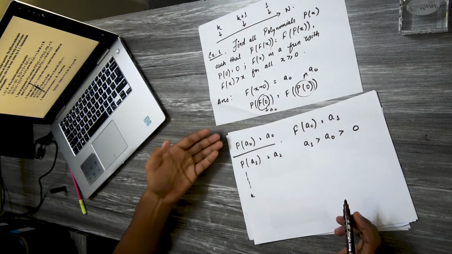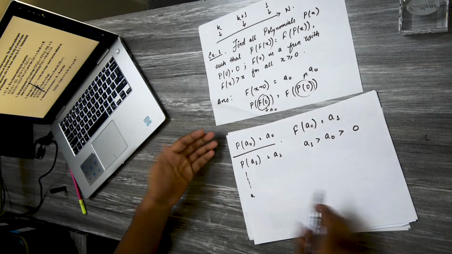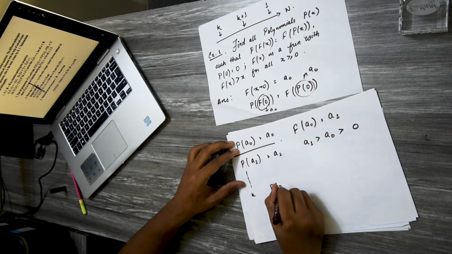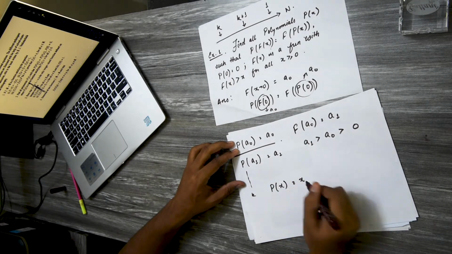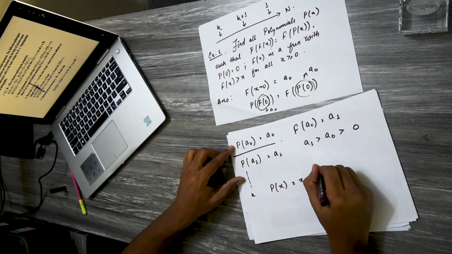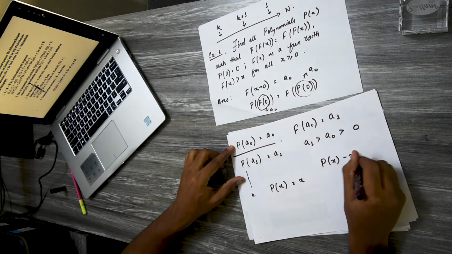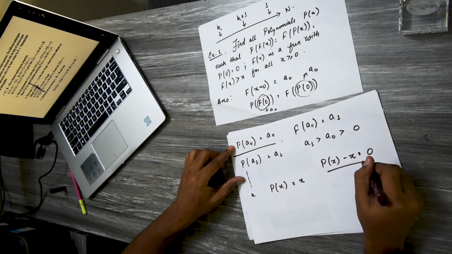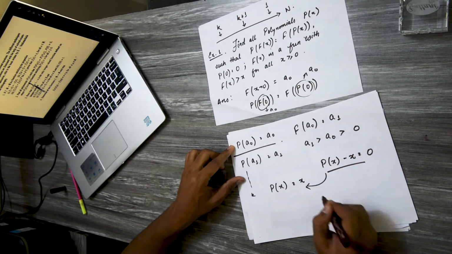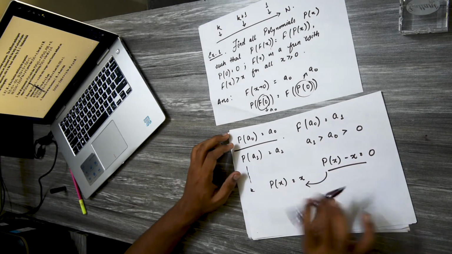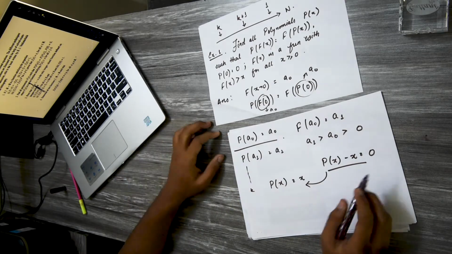Yeah, so by this we can derive that P(x) is equal to x, because the solution P(x) minus x has infinite roots, hence P(x) must be equal to x. So that's the solution of the question, and that's how we solve the first question.